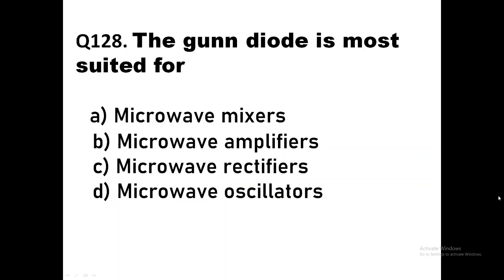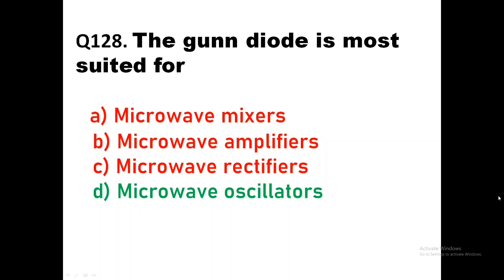Okay, then we'll go to the next one. Question number 128. The Gunn diode is most suited for. As I've told you earlier, if you apply a voltage to a Gunn diode, it will produce a negative resistance region, and because of that negative resistance region, it can give you oscillations. Those oscillations can be used to build microwave oscillators. So here the option will be D, microwave oscillators. The Gunn diode is most suited for microwave oscillators.